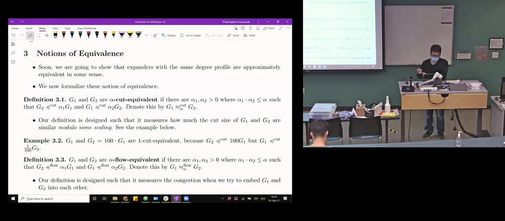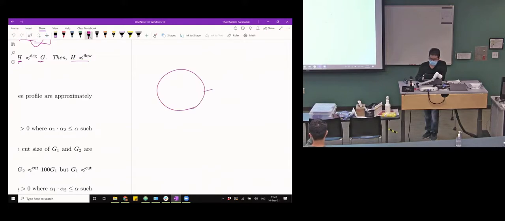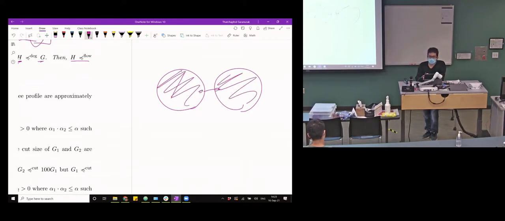Now, the degree is big enough and G has to be an expander as well. No. If the degree is big enough, think of this dumbbell graph. This is a complete graph, and this is a complete graph. Every node has big degree, but it's not an expander. So if the degree of G is big enough, it doesn't mean that G must be an expander.